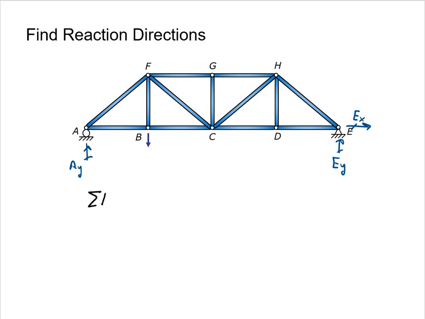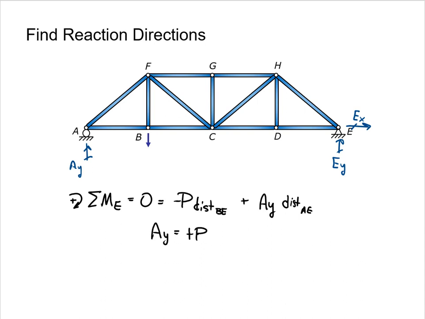By summing moments about the right support, we see that the applied load causes a counterclockwise rotation, so the left reaction has to be up to balance it out with a clockwise rotation. Since the moment arm from A to E is larger than from B to E, the vertical reaction at A is smaller than the downward force.